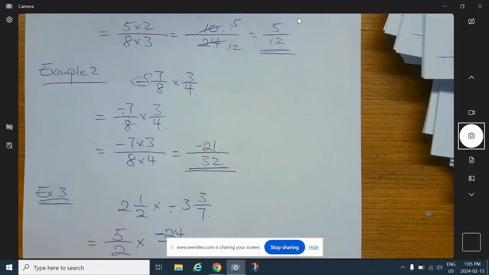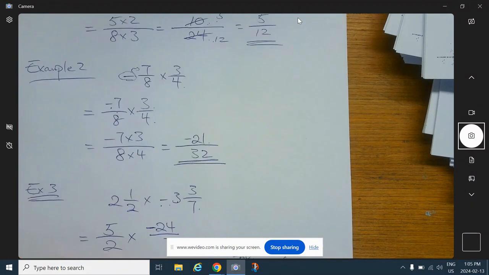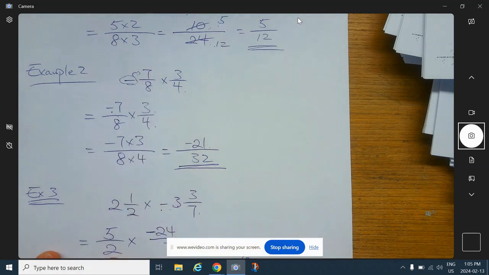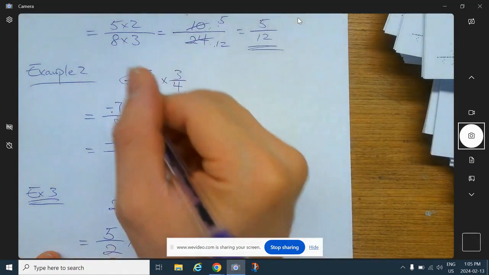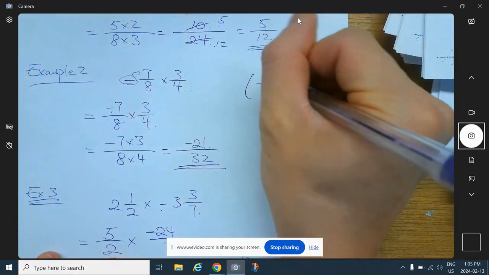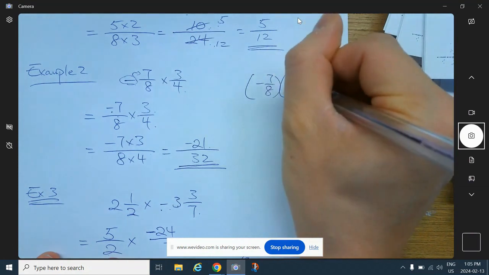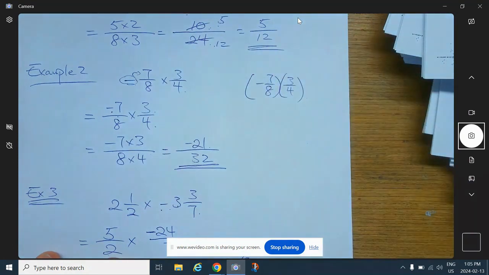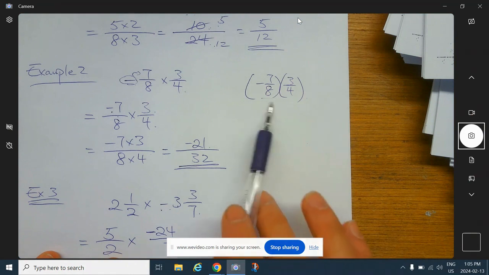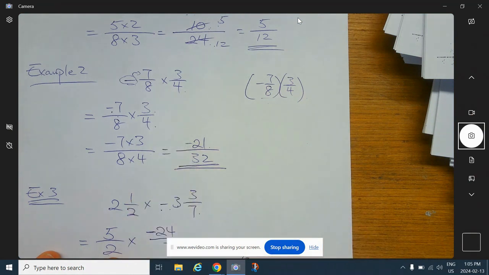Now, one more thing about multiplication is this. Sometimes mathematicians are kind of funny that way. Instead of using this multiplication sign, we use other symbols to say the same thing. In this question, sometimes you might see minus 7 over 8 with brackets, like multiplication brackets. Remember when we talked about BEDMAS, we've seen something like that. So these brackets are really multiplication brackets, so it's actually the same thing as this.